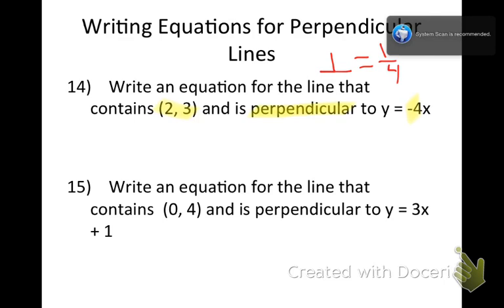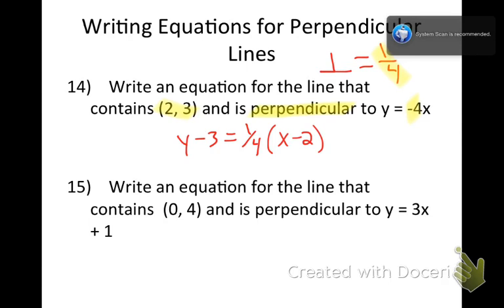So now I'm going to take my new slope and my point and plug it into point slope form. Beast, what would that look like? Nice job, Beast. Is that it? That's it.